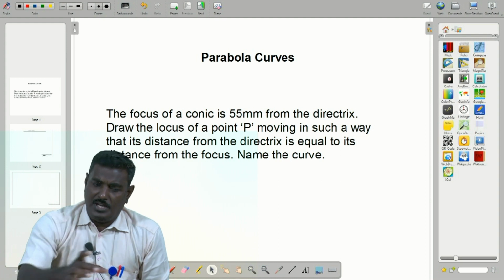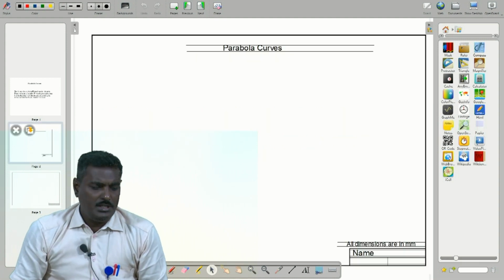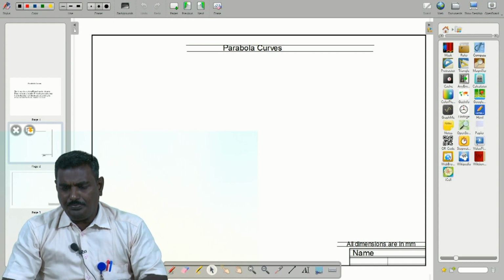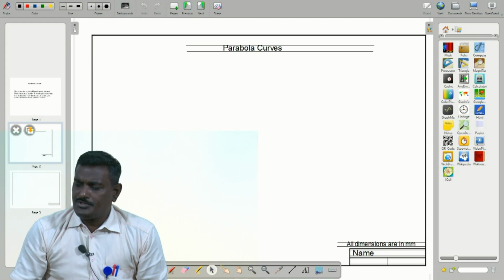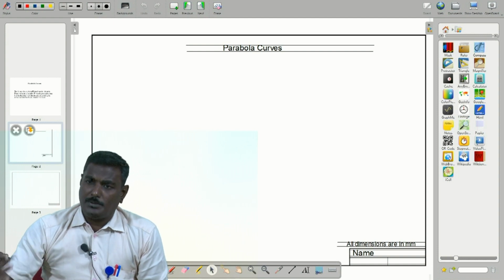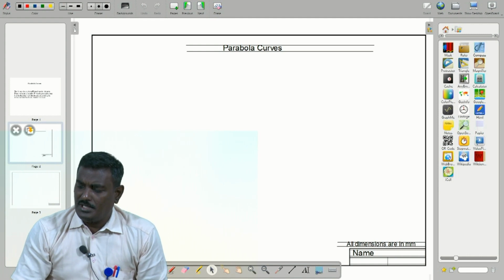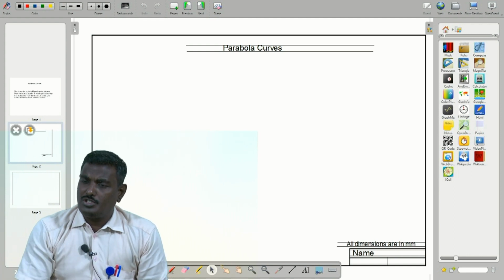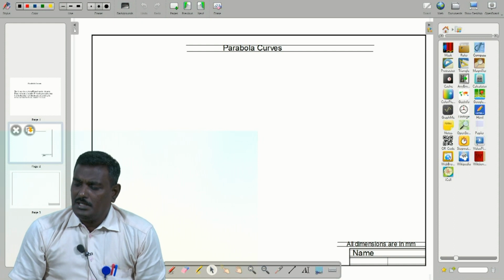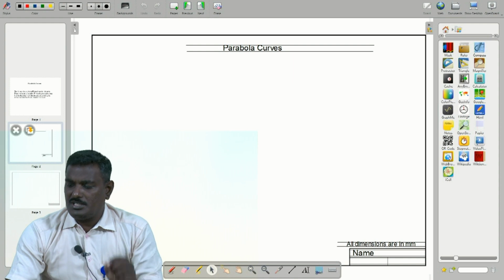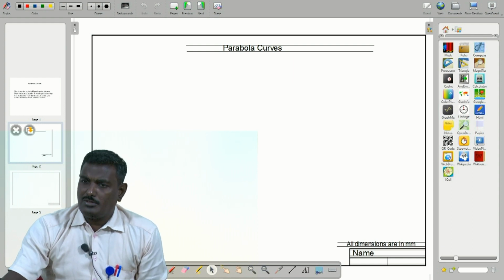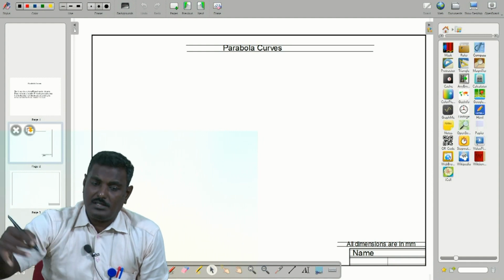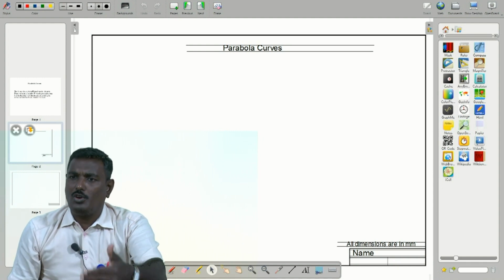We have to take a drawing sheet. In this drawing sheet we mention in the title column, parabola curves. On the right side at the bottom is the name block column. Above the name block column you have to draw 6 mm guidelines. In those guidelines we print the details about dimensions. All dimensions are in millimeters, that is detailing what dimensions we are following in this.